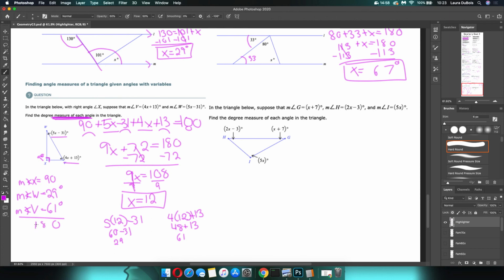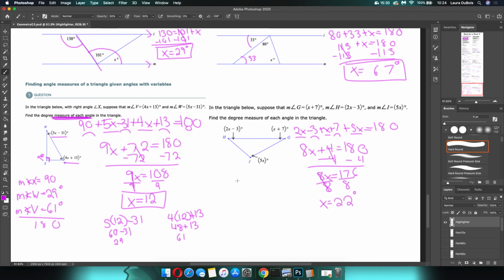All right, next up, they all add up to 180. We're getting used to that. So 2x minus 3 plus x plus 7 plus 5x equals 180. So 5x, x, and 2x make 8x, minus 3 plus 7, so plus 4, equals 180. Minus 4, minus 4, 8x equals 176. Divide by 8, divide by 8, x equals 22 degrees.